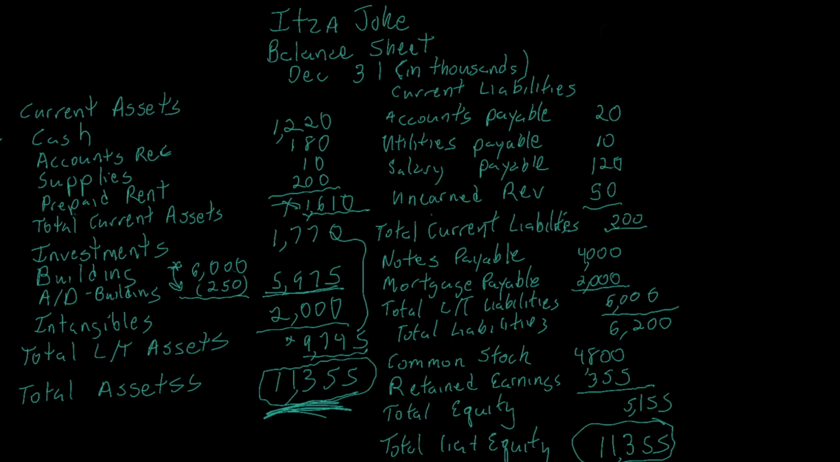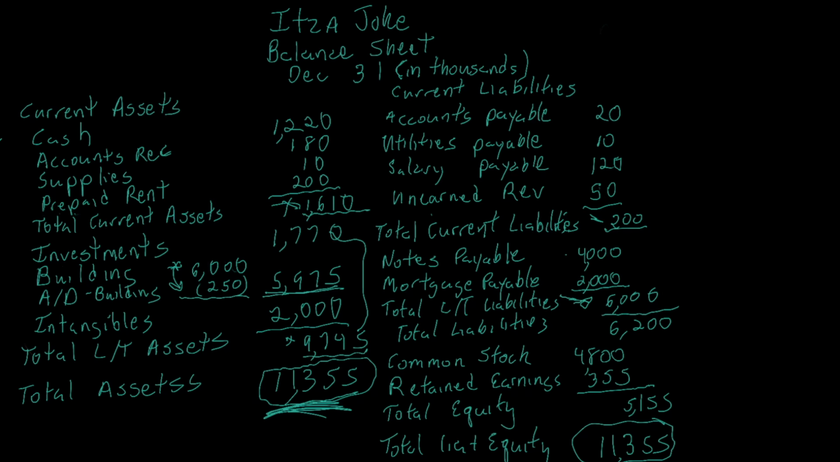Accounts payable was first. We have some utilities payable, salaries payable, and of course, unearned revenue. That gives us a total current liabilities of $200. And then we migrate to the long-term liabilities. Again, these are the liabilities that we don't expect to pay off within a year. And so we have two accounts that pertain to long-term liabilities. We have our notes payable of $4,000 and our mortgage payable of $2,000. That gives us a total long-term liability of $6,000.